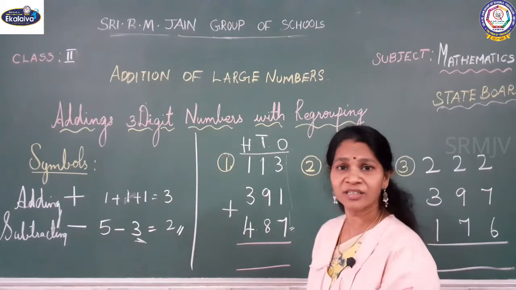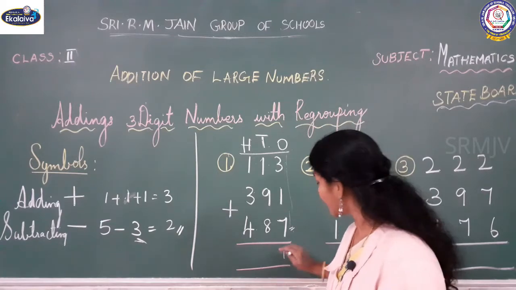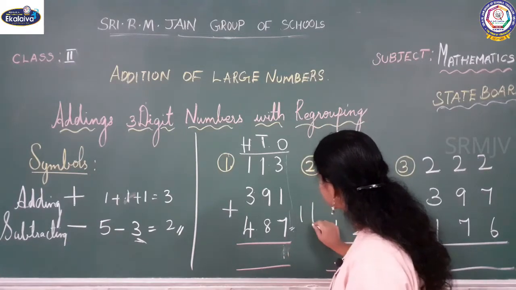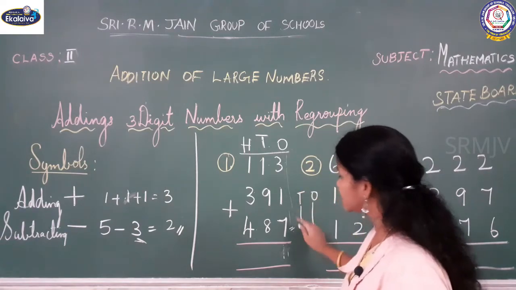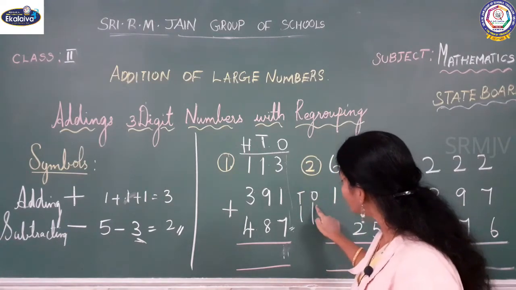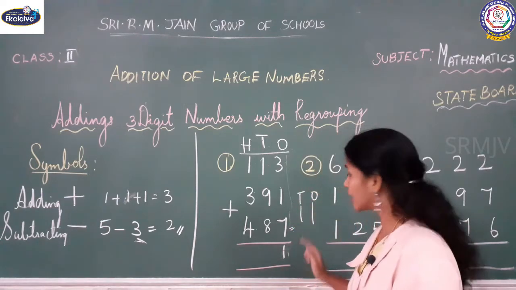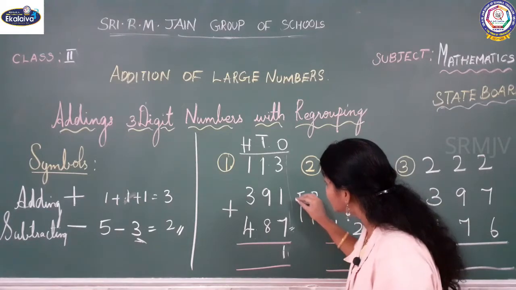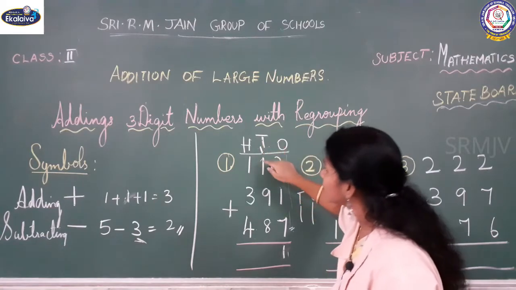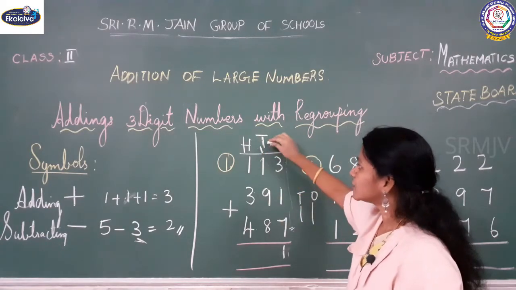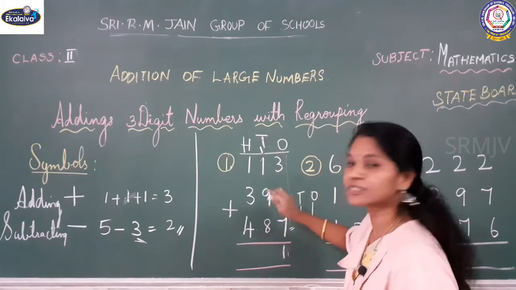Can we write 11 here? No, we should not write 11 here because this one is in ones place and this one is in tens place. So we have to write this one in ones place, and this one we have to carry to the tens place. Again, you have to write the 1 in this tens place. Now, we are going to count these tens place numbers.